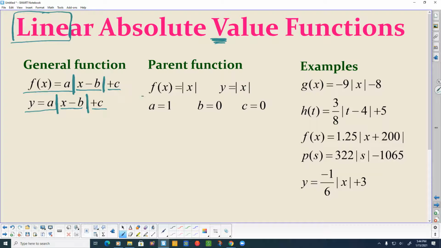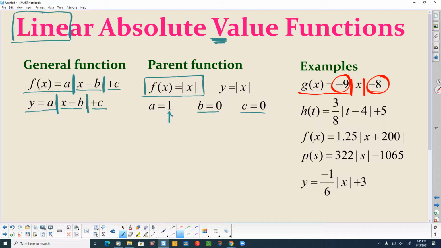The parent function, most basic one, is f of x equals the absolute value of x. In this situation, the A is 1, the B is 0, the C is 0, because there's nothing happening inside the absolute value or after the absolute value. There's nothing there, 0. So let's try a couple. The top one, g of x equals negative 9 times the absolute value of x minus 8. Here's my A. Here's my C. There is no B.